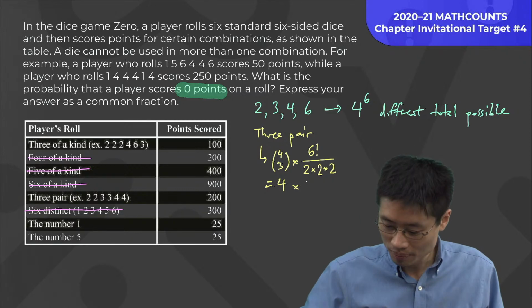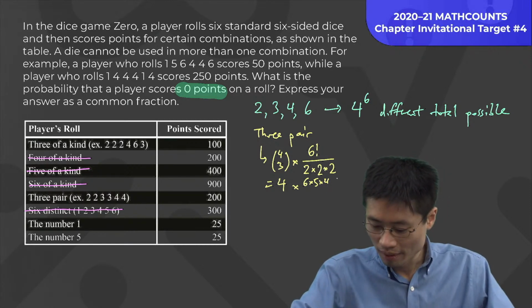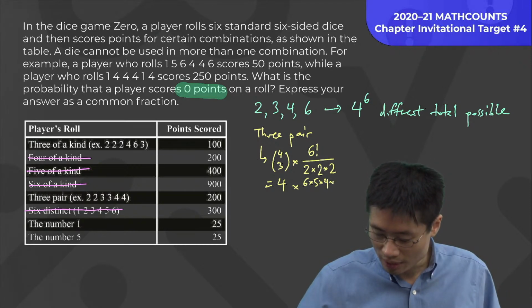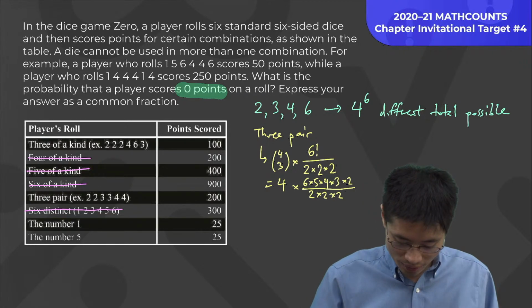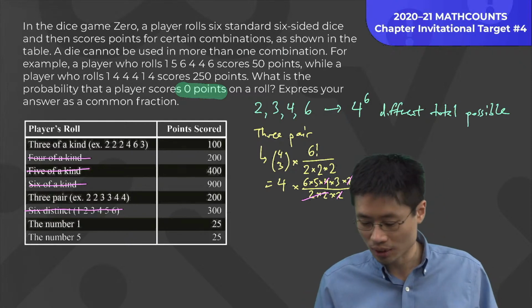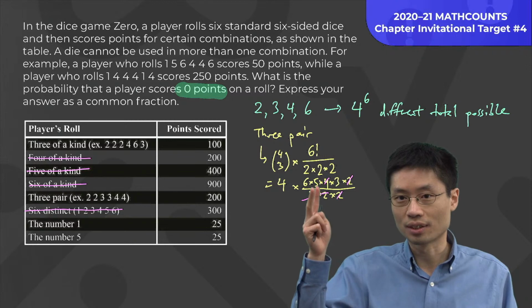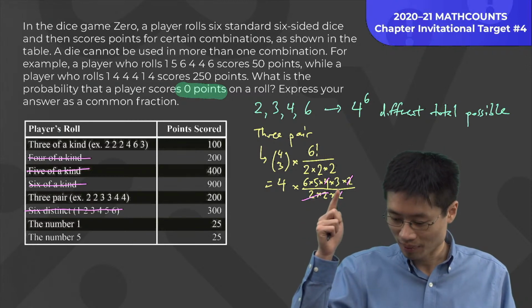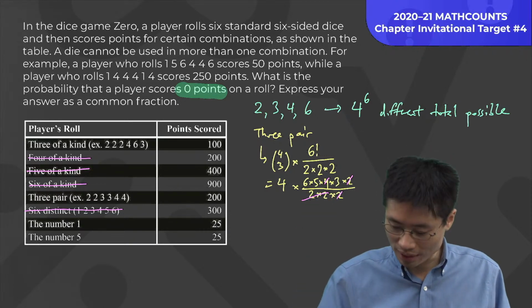That is 4 times 6 times 5 times 4 times 3 times 2 times 1, the 1 doesn't matter, divided by 2 times 2 times 2, and I'll cancel those. So 2 and 2 gives you a 4. This 2 hits with that 2. I have a 6 and a 5 and a 3. 6 times 5 is 30. 30 times 3 is 90. 90 times 4 is 360.